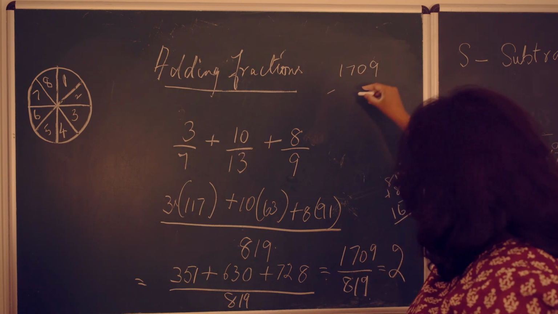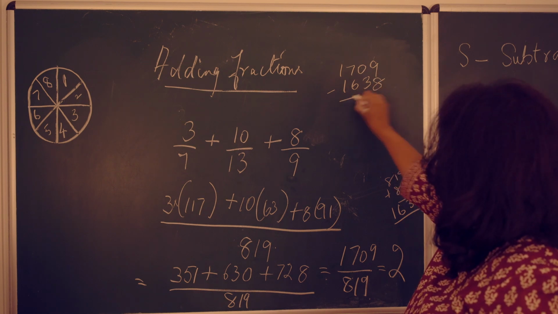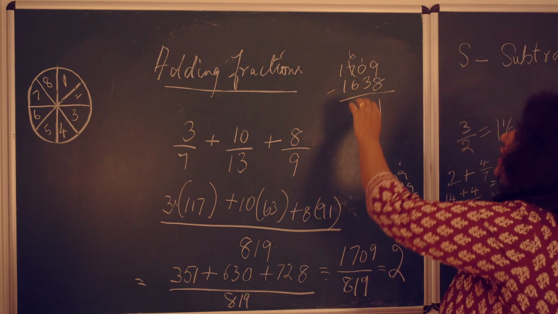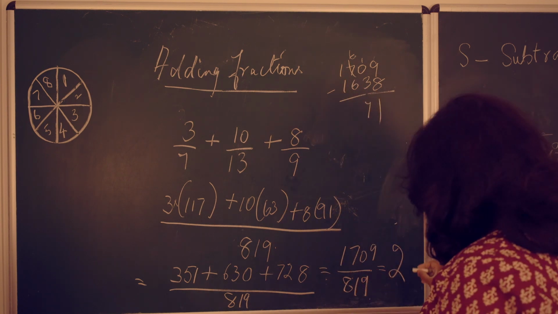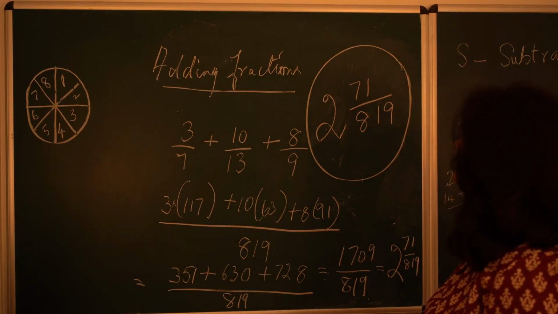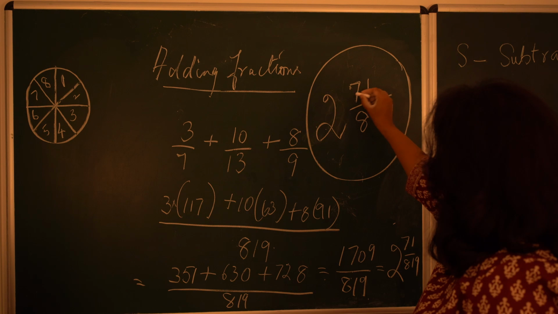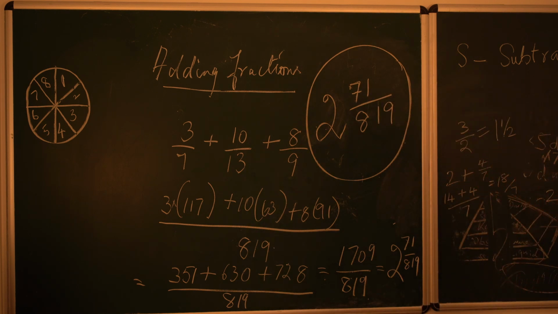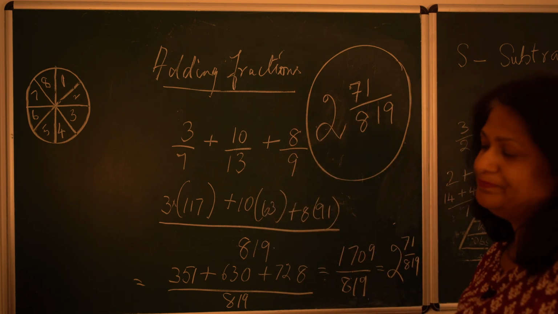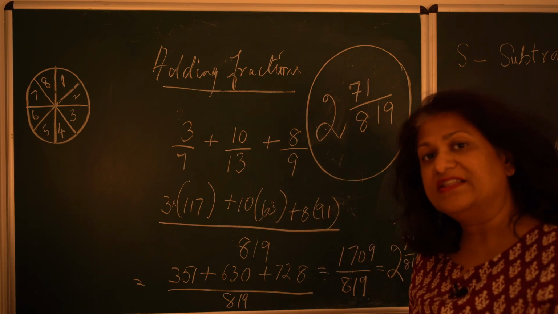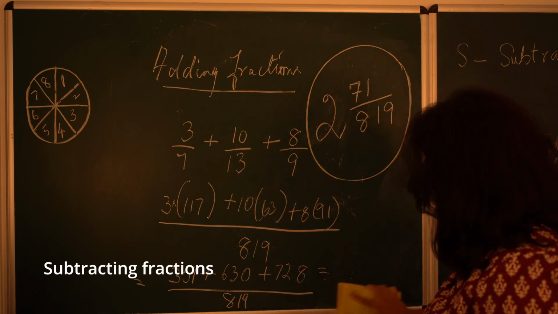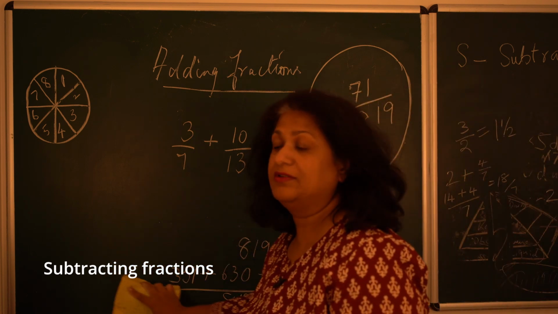1709 minus 1638. So you get 1, again 6, and here 10 minus 3 is 7. 271 divided by 819. Yeah, this is the number. So this is the answer for 3 by 7 plus 10 by 13 plus 8 by 9. Right? When you cannot find the denominator that easily, just go ahead and multiply all of them and write the big number down. Let's move on to subtraction.